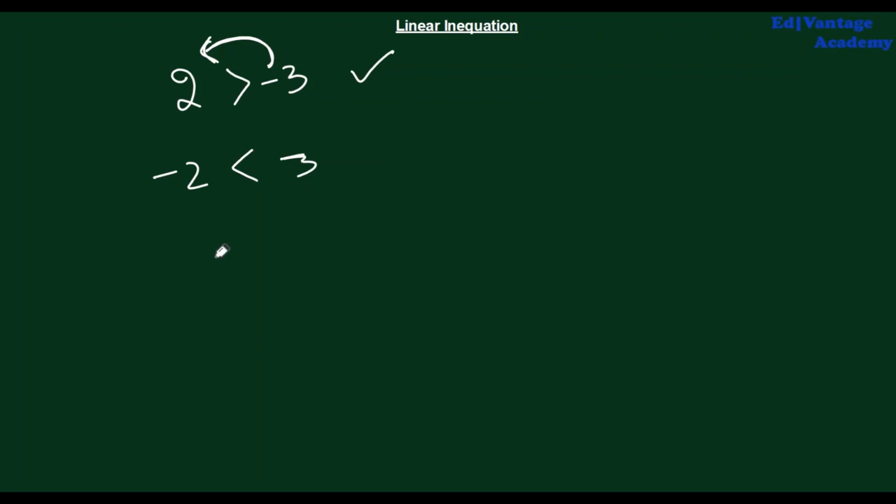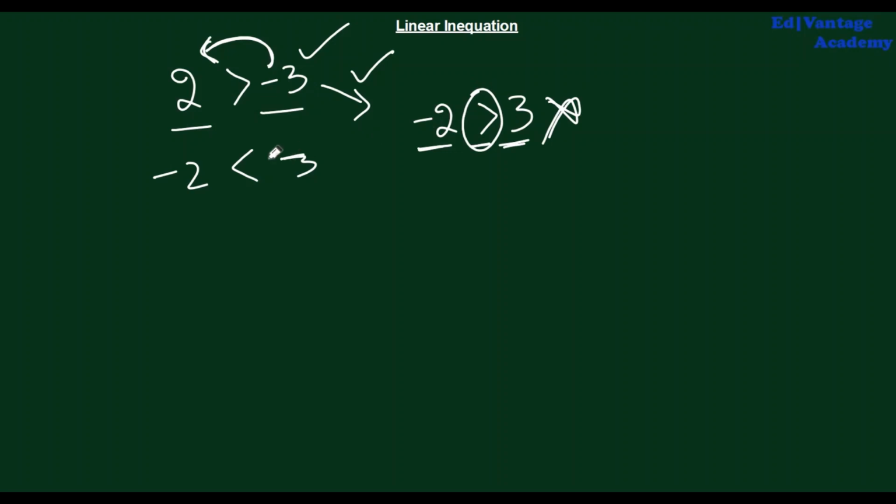If I don't reverse the symbol, am I writing a correct expression? See, if I don't reverse the symbol, is it the correct expression? I'm saying minus 2 is greater than 3. That's wrong. Here it was 2 is greater than minus 3. That was correct. Then minus went to the other side, it became minus 2 is greater than 3. That's wrong. I need to reverse the symbol.